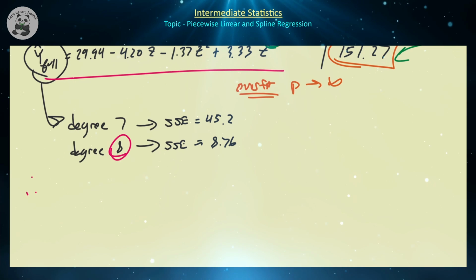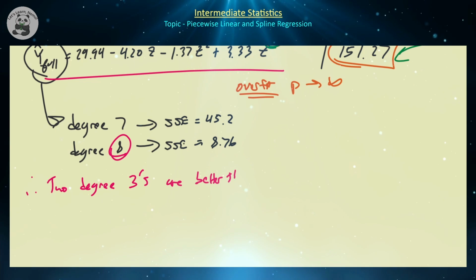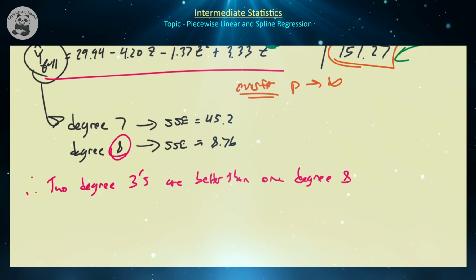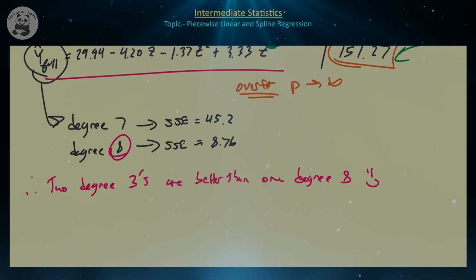So let's summarize that in the statements. That means 2 degree 3s are better than 1 degree 8. And that is one beauty of piecewise linear regression and also spline or piecewise polynomial linear regression.